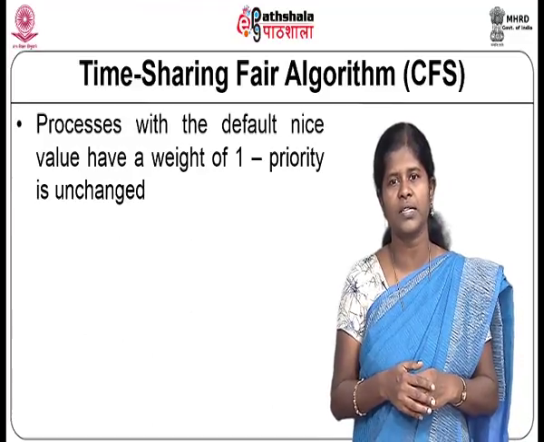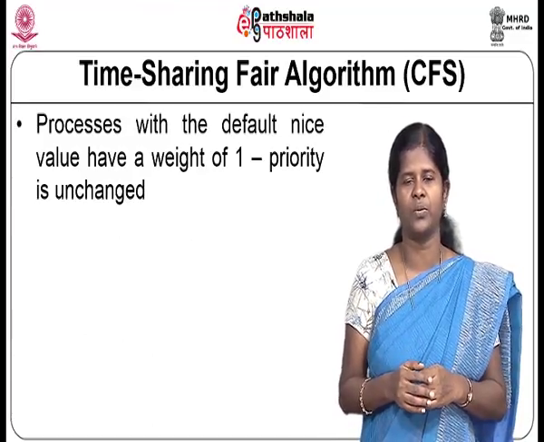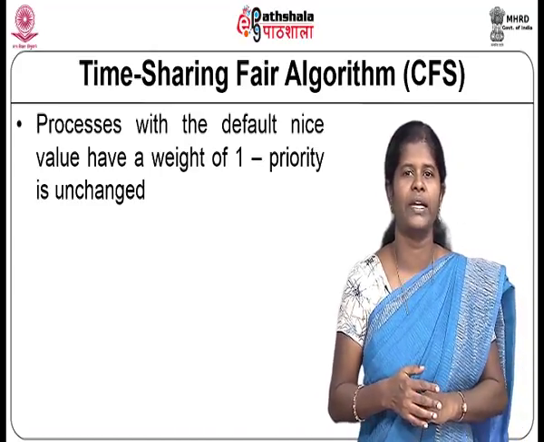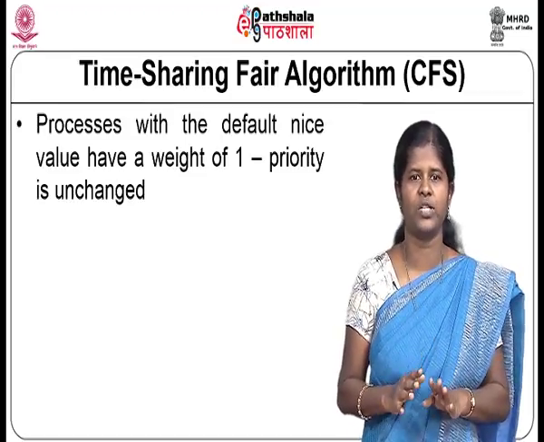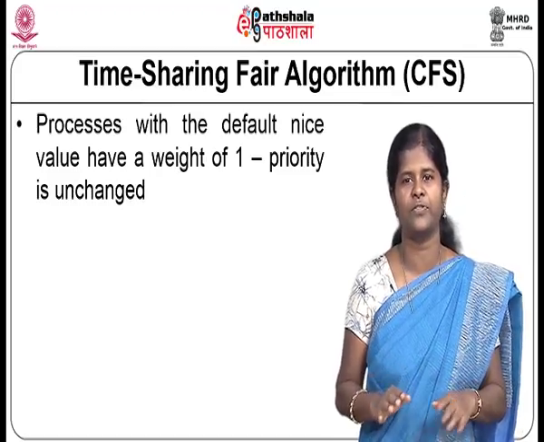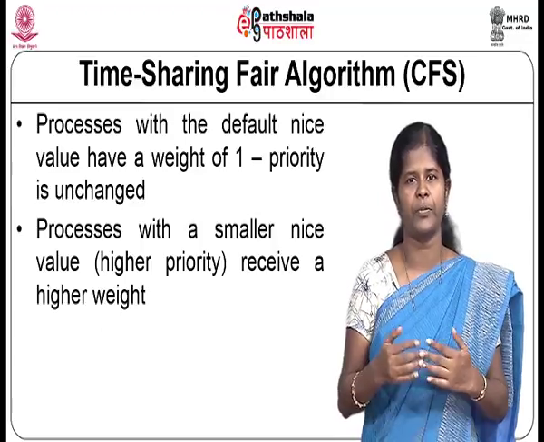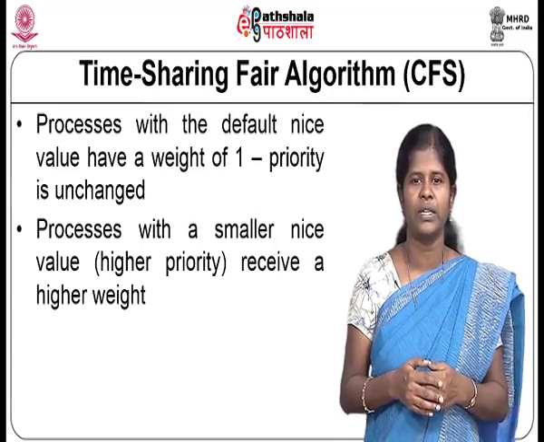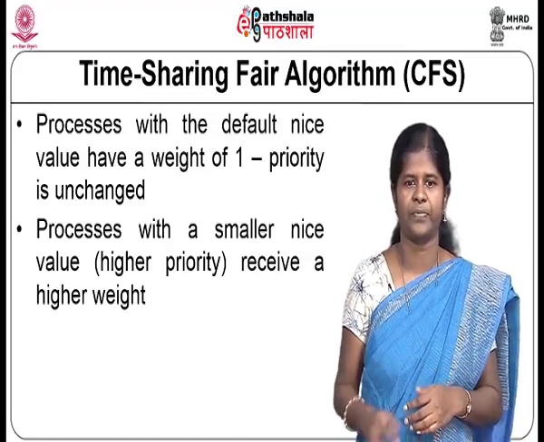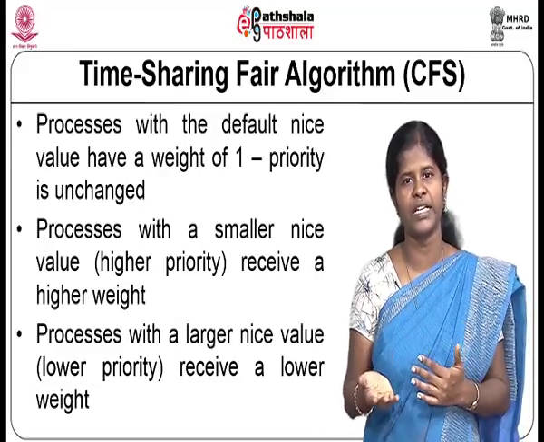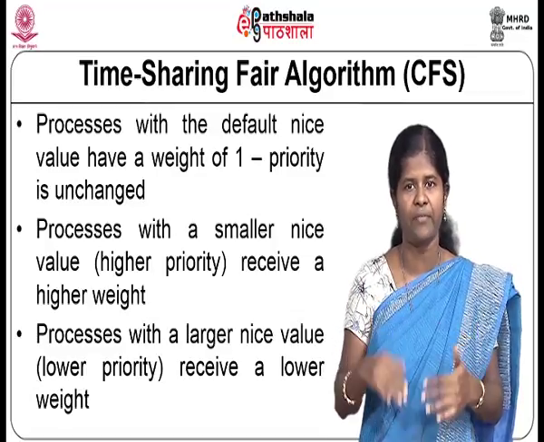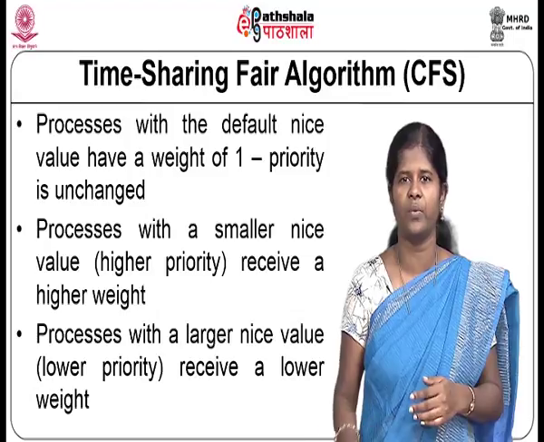If a process has the default nice value, it is given a weight of 1. That is, the priority is unchanged. The default nice value is neither a higher nor a lower value, which means the weight for the process is 1. But if a process has a smaller nice value, then it should be assigned a higher priority, and hence it will receive a higher weight. If a process has a larger nice value, then it is nice to others and has a lower priority, and hence it will receive a lower weight.